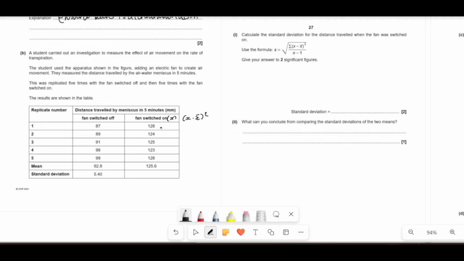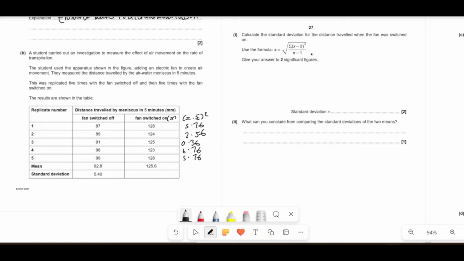So we're going to do that for each of them. We do 128 minus 125.6 and then square it. So 128 minus 125.6 squared gives you 5.76, and then you rinse and repeat for all of them. The next one would be 124 minus the same thing, so that would be 2.56, and then 125 minus that, which is 0.36, and then 123 minus that, which is 6.76, and then 128 minus that, which is 5.76.